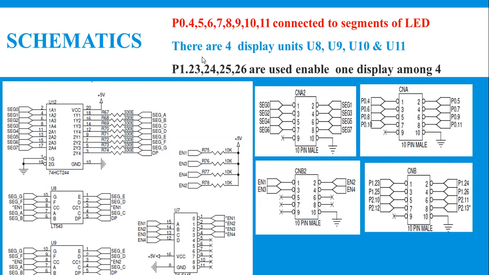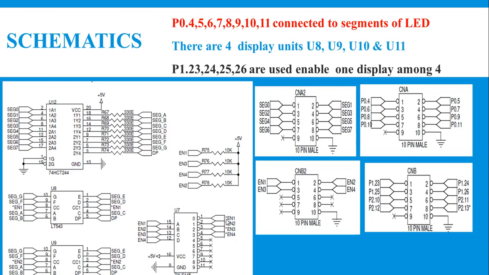And there are 4 display units array, as I told earlier, that is U8, U9, U10 and U11. You have to choose any one among these 4. In order to choose that, you have to activate this enable line. So in turn, this enable line are connected to the output of the decoder. Here we are using 74LS145, which is a BCD to decimal decoder. So the 4 enable lines of each display unit are named as star enable 1, star enable 2, star enable 3 and star enable 4. They are connected to the output of the decoder.